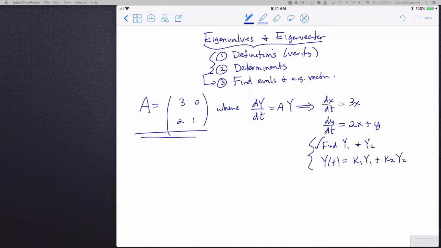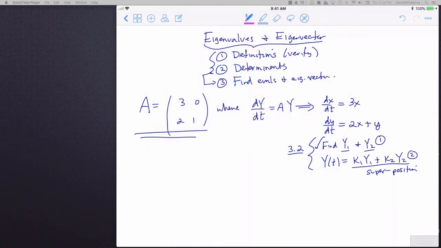Okay, so the first step would be to find some y1 and y2, and then the second step in section 3.2 is to do the superposition principle. So the whole reason we're finding eigenvalues and eigenvectors is to find y1 and y2. Okay. So let's consider this process.